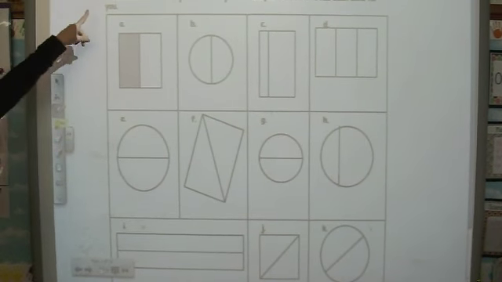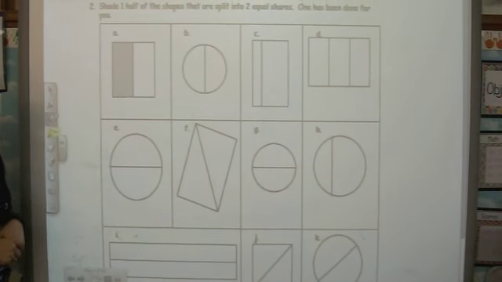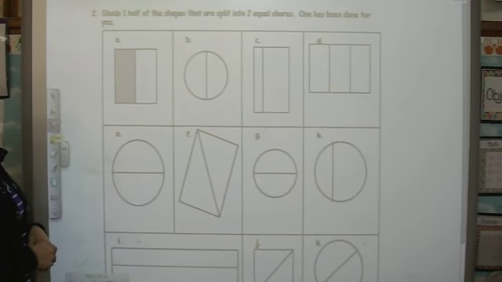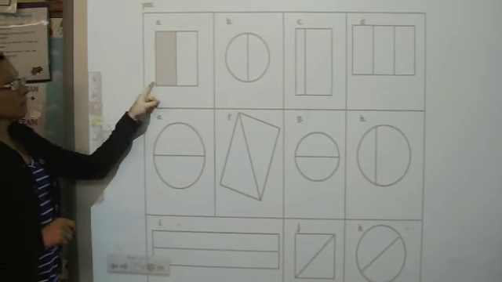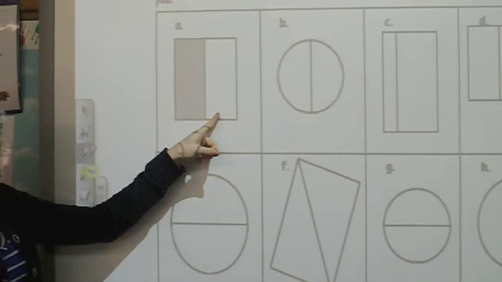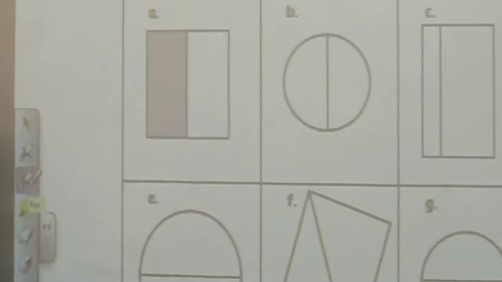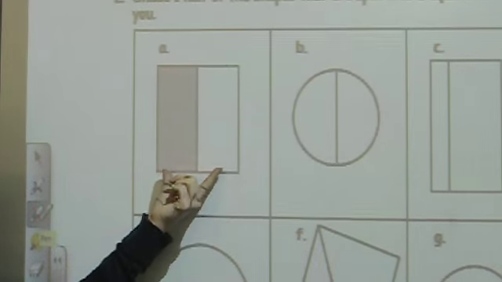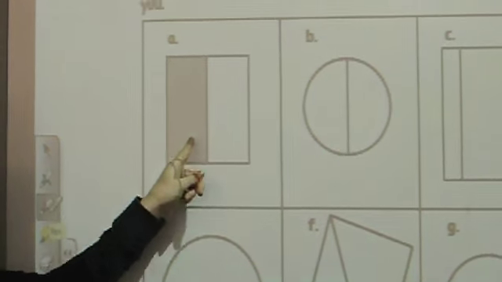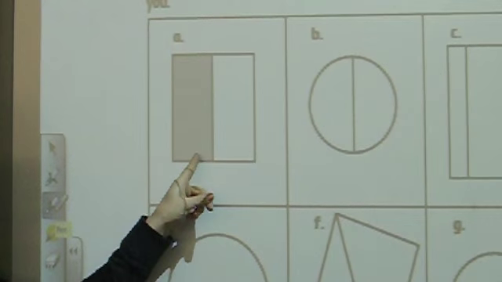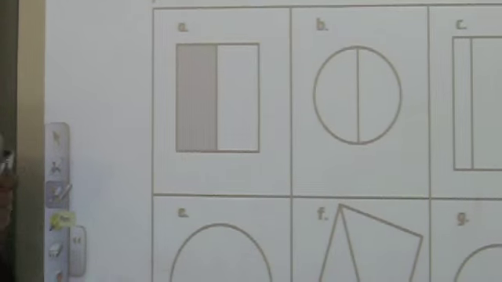For problem number 2, it says shade 1/2 of the shapes that are split into 2 equal shares. One has been done for you. So A here has got 2 equal shares. They're both the same size, and they shaded one of the equal shares in. So that one looks correct.